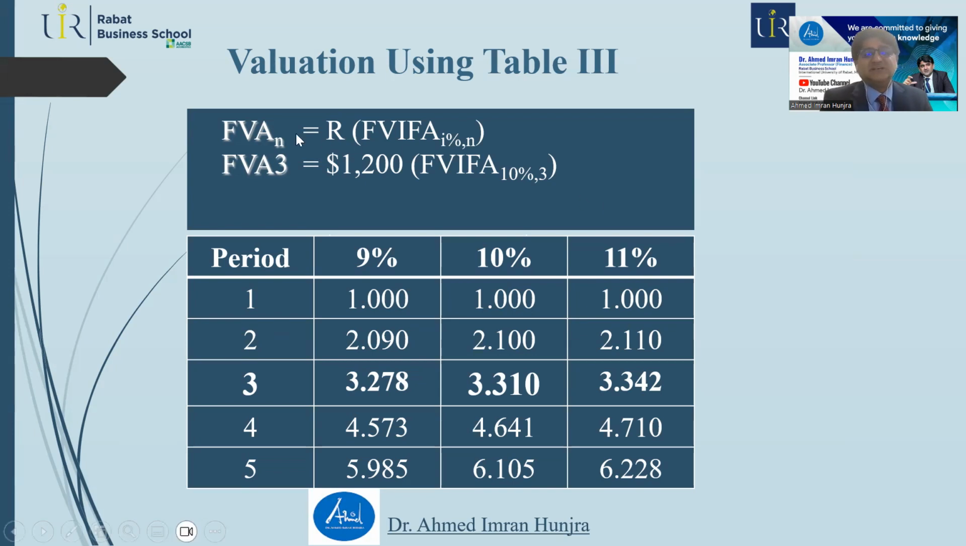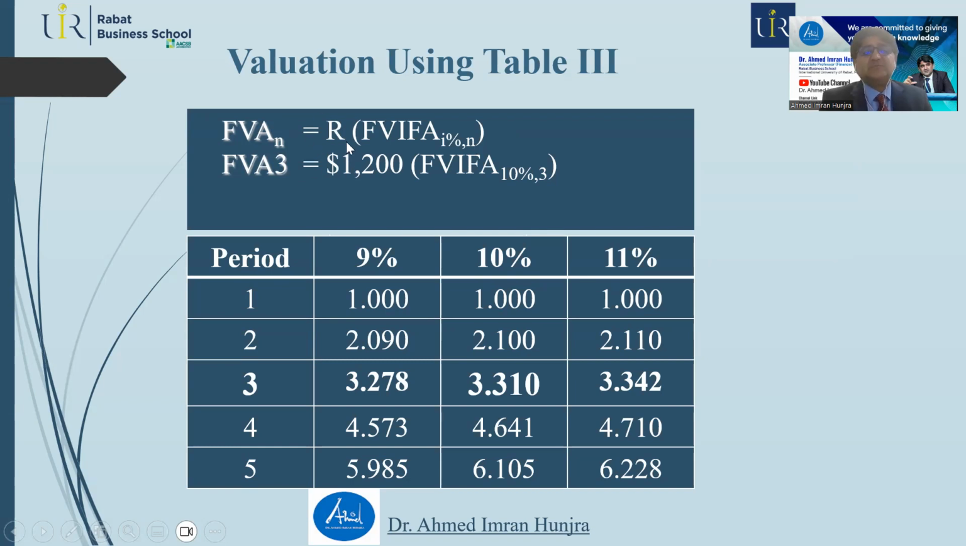In this case, how can we write it? Future value is equal to R into ((1 plus i) raised to the power t minus 1) whole divided by i, or we can name it the future value interest factor of annuity, with i percentage and number of time periods t. So in this case, what is R?